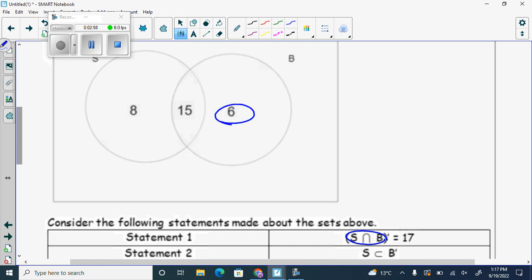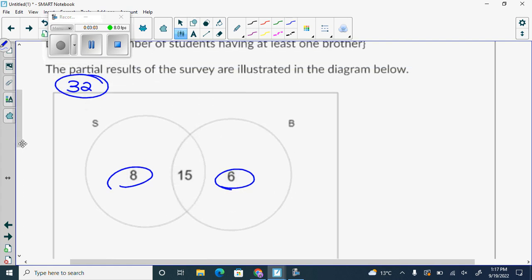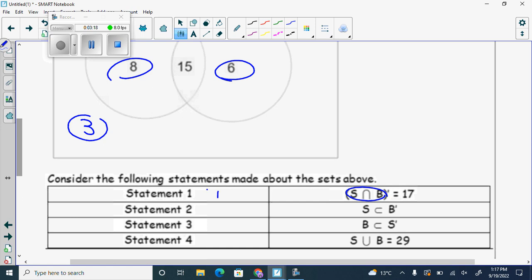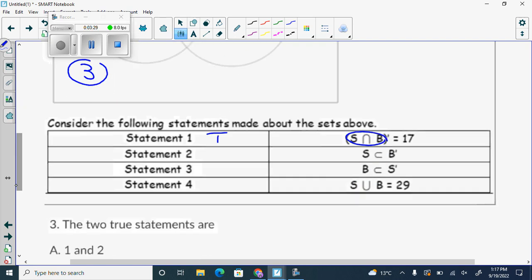So I go 6 and 8, and how the heck do I get the outside? It has to add up to 32, correct? So this is 15 and 6, which is 21, and 8 is 29. So how many are on the outside? 3. So if I add these 3 up, which is the not eyeball, it's 14, 15, 16, 17. So this is true. S is a subset of B not. In order for S to be a subset of B not, all of S has to be in B not, but this is in B. So that doesn't work. And neither does this one.